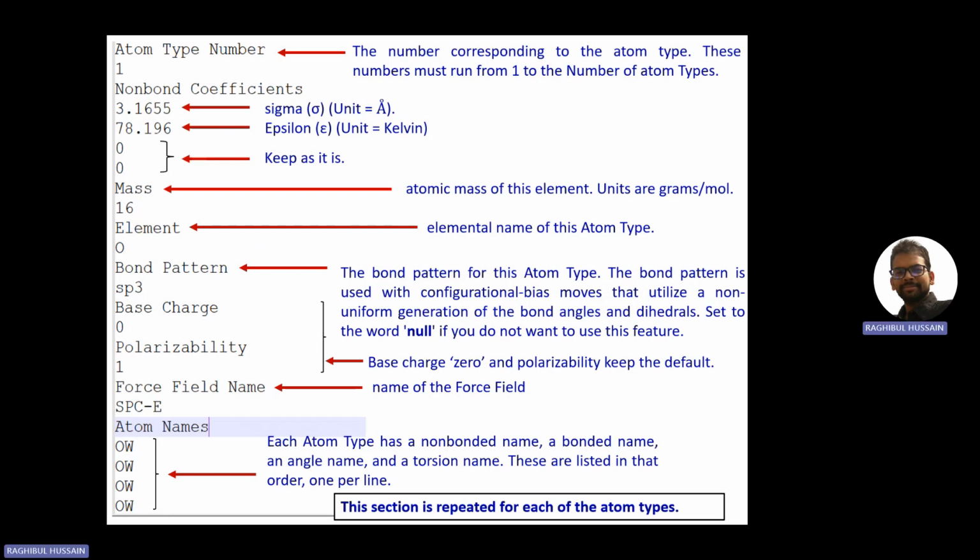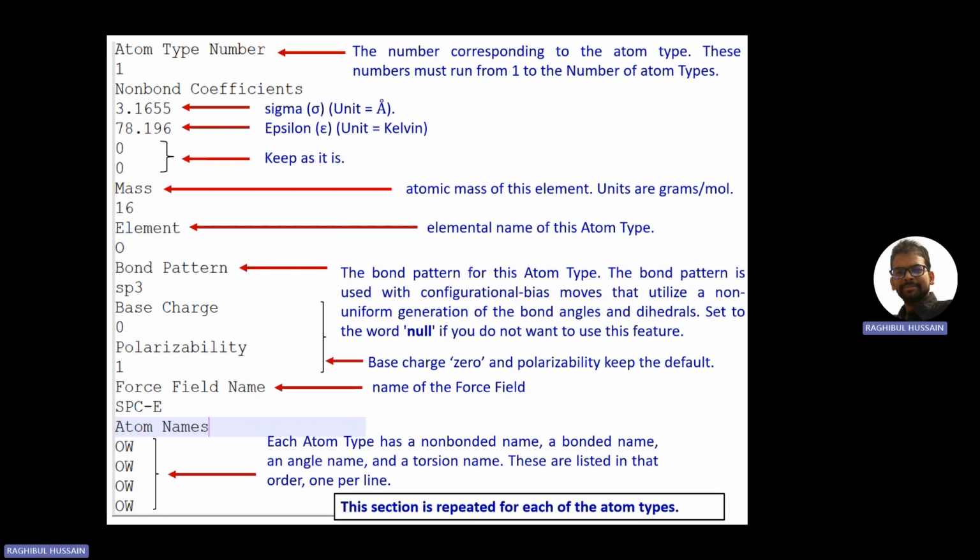The epsilon is 0.1553, the same thing. But in TOHI, this epsilon has a unit of Kelvin. The information available is in kilocalorie per mole. So now you convert this kilocalorie per mole into Kelvin and check your values.